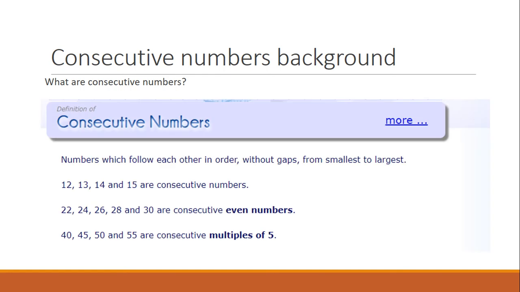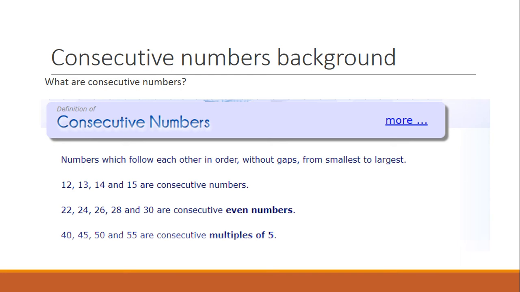Okay, so here we go. Definition of consecutive numbers: numbers which follow each other in order without gaps from smallest to largest. And you've got some examples here: 12, 13, 14, 15. These are consecutive numbers. We've got consecutive even numbers, so we've got 22, 24, 26, 28, 30. There's no gaps between them in that sequence. And then consecutive multiples of 5.